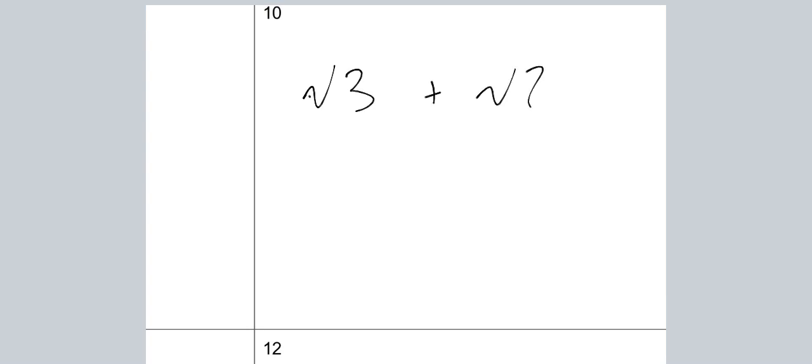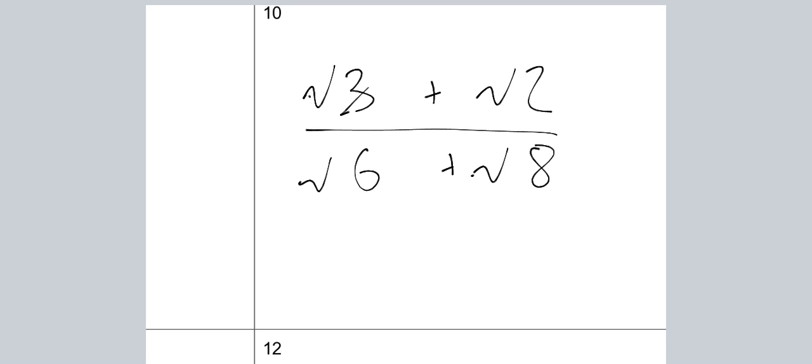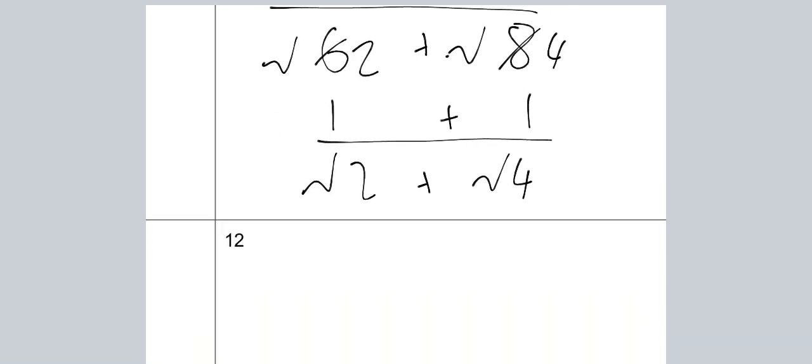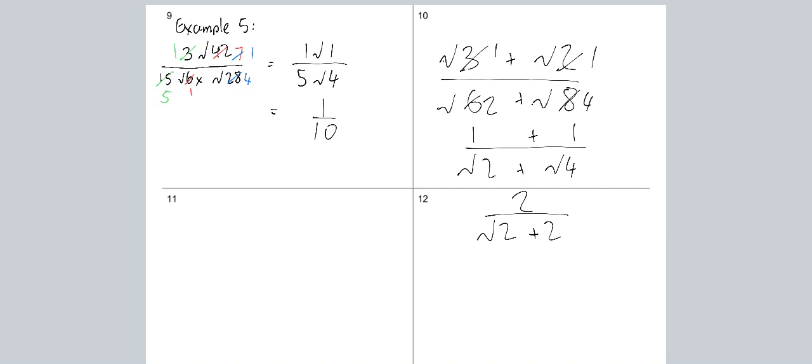Root 3 plus root 2 over root 6 plus root 8. So 3 goes into 6 twice. 2 goes into 8 4 times. So that leaves me with 1 plus 1 on top and root 2 plus root 4 on the bottom. Root 4 is 2, so I'm left with 2 on the top and root 2 plus 2 on the bottom. Everyone happy with that? Great.